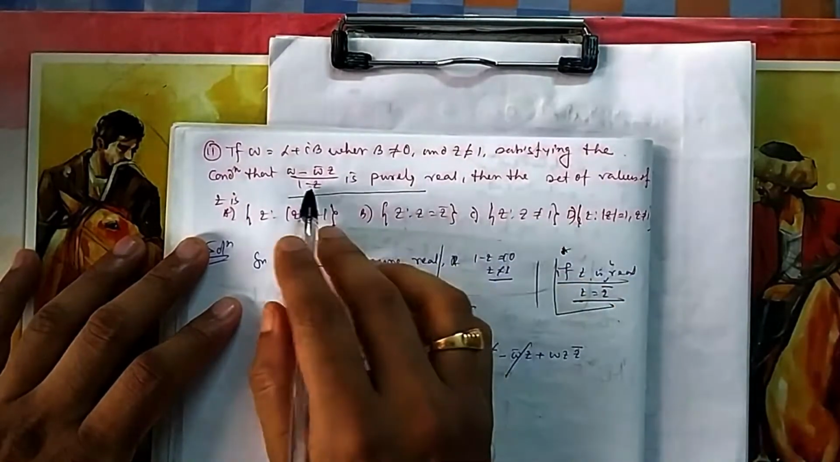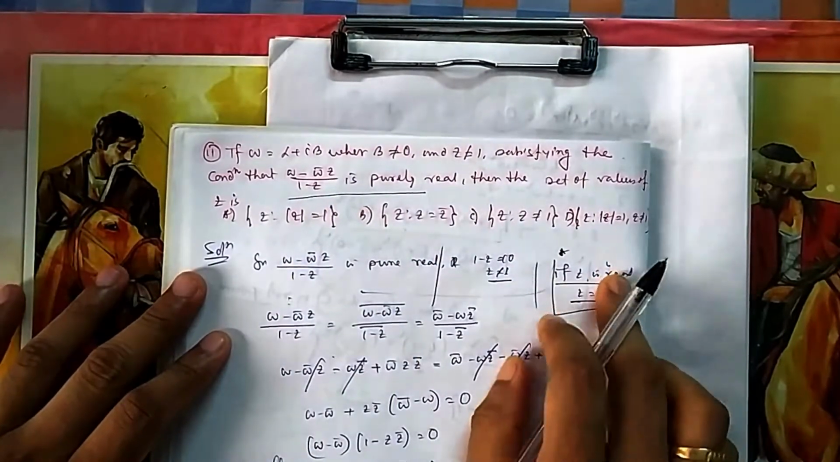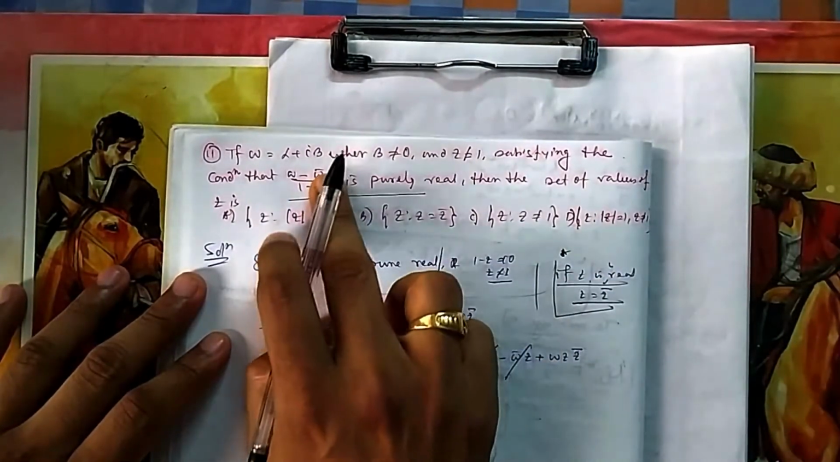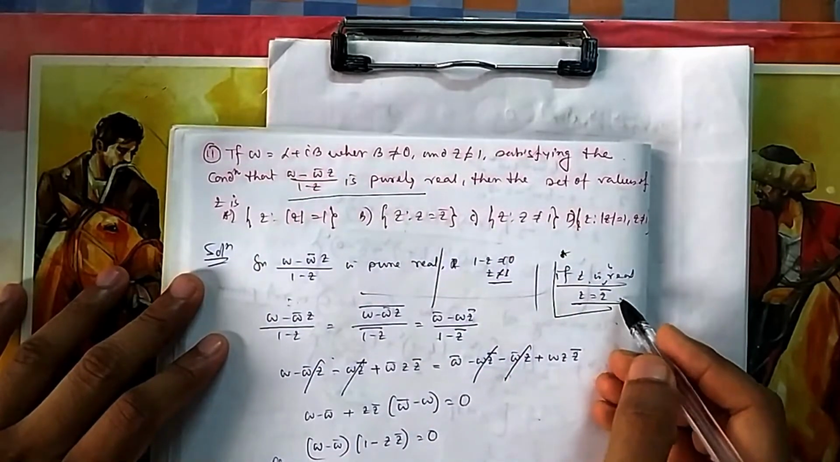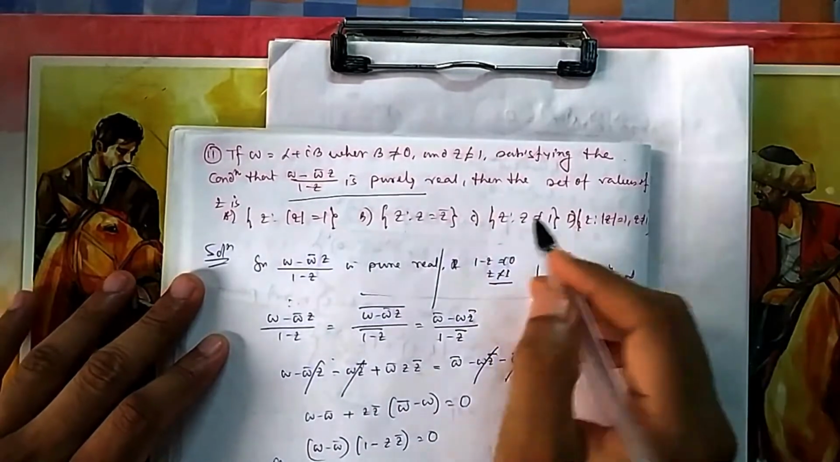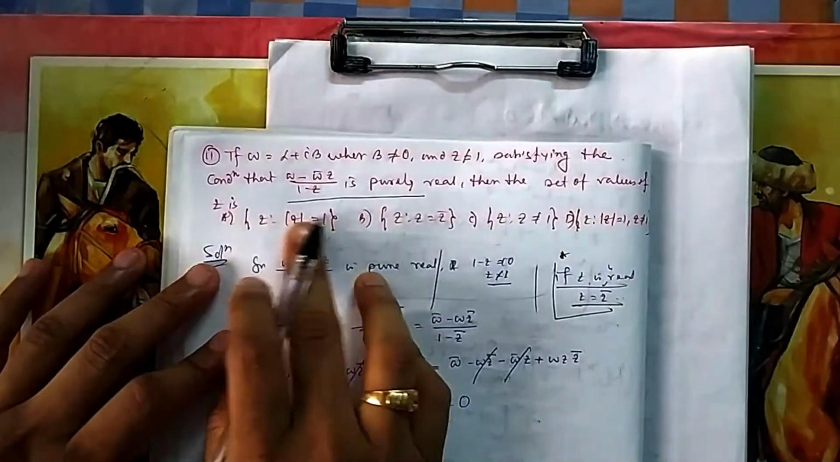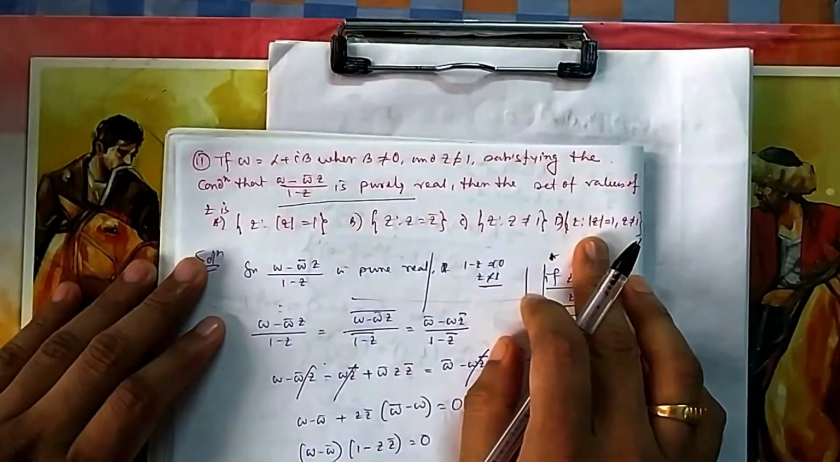If you get this one, that should always come to your mind: if it is said that it is real, that means it should be equal to its bar, z equal to z bar, because there is no imaginary term, it is real. So if you take the conjugate also, it will remain the same. Then you have to see which set of values of z. So you have to calculate z.